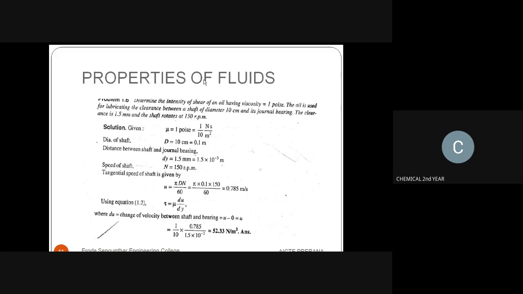Determine the intensity of shear of an oil which is having the viscosity 1 poise. The oil is used for lubricating the clearance between the shaft of diameter 10 centimeter and its journal bearing. The clearance is given as 1.5 mm and the shaft rotating speed is given as 150 rpm. Here you need to calculate the intensity of the shear.